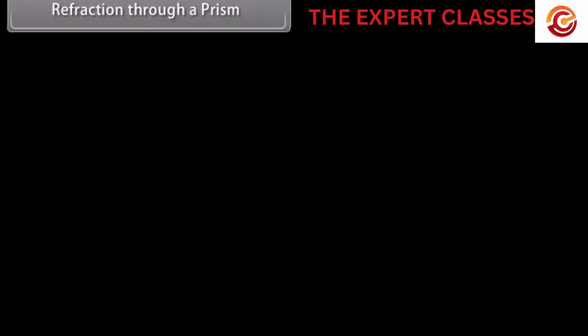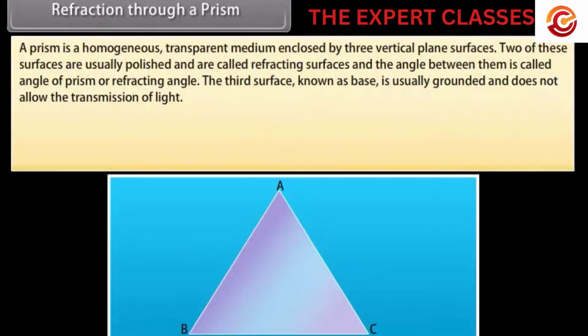Refraction through a prism. A prism is a homogeneous, transparent medium enclosed by 3 plane surfaces. 2 of these surfaces are usually polished and are called refracting surfaces, and the angle between them is called the angle of prism or refracting angle. The third surface, known as the base, is usually ground and does not allow the transmission of light.